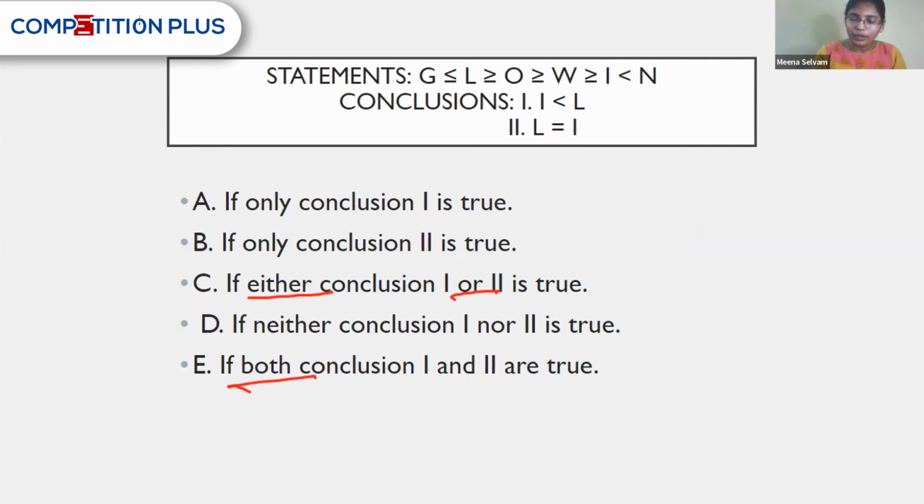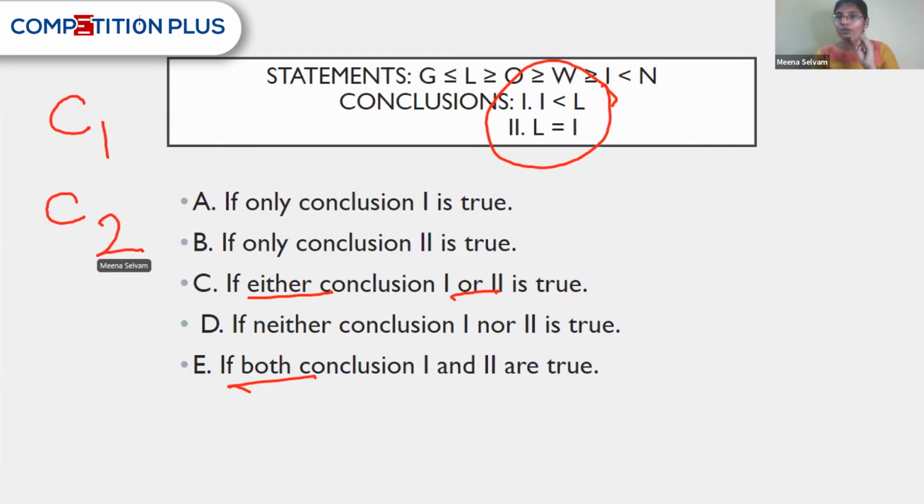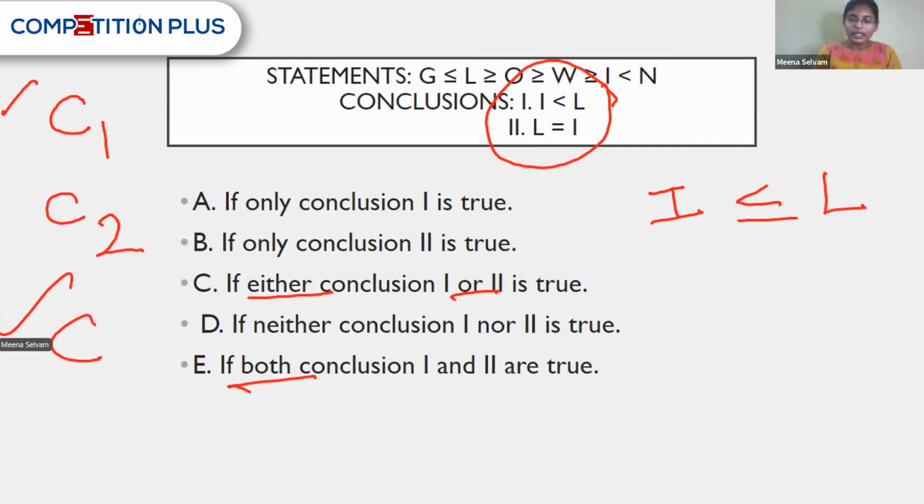The same way, when you have the same elements, what you have to do is first verify whether conclusion 1 follows, then whether conclusion 2 follows. Then the combined conclusion of these two, because they both have the same elements, you can combine the conclusion. If I combine, then my conclusion will be I less than or equal to L. Got it? So these three things you need to check in case of same elements.